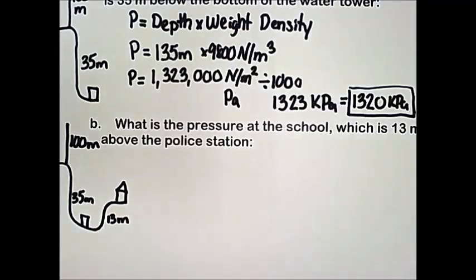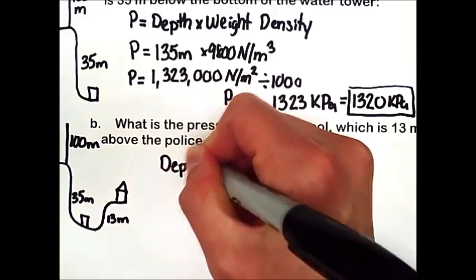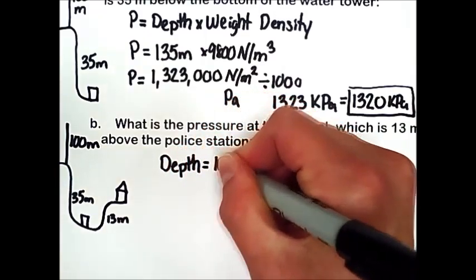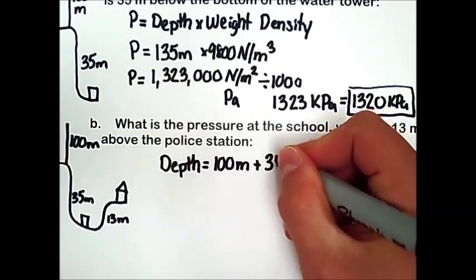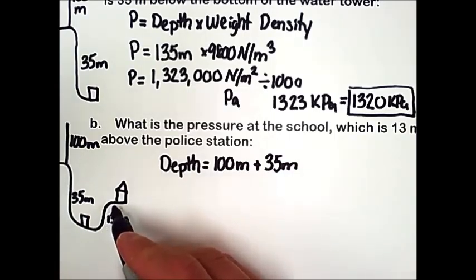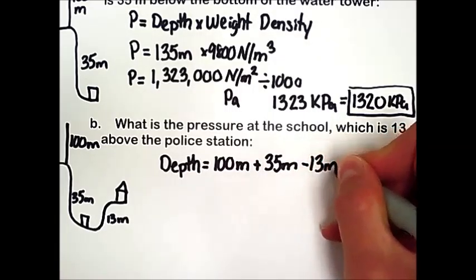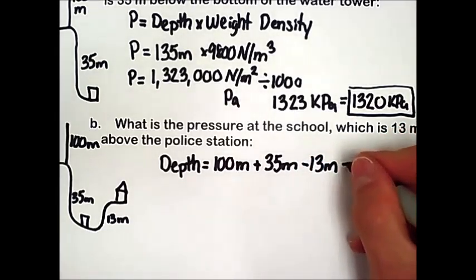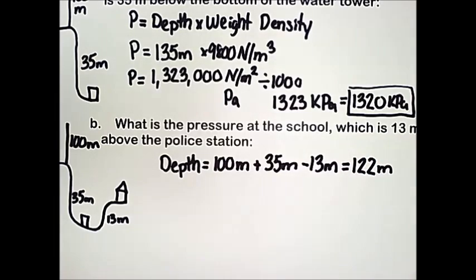So we need to figure out what the total depth is first. That depth is going to equal our 100-meter tall water tower plus the 35 meters to get us the depth at the police station. Then we're going to subtract 13 meters because our school is 13 meters above the police station. So this will give us the total depth. The school is sitting 122 meters below the water tower.